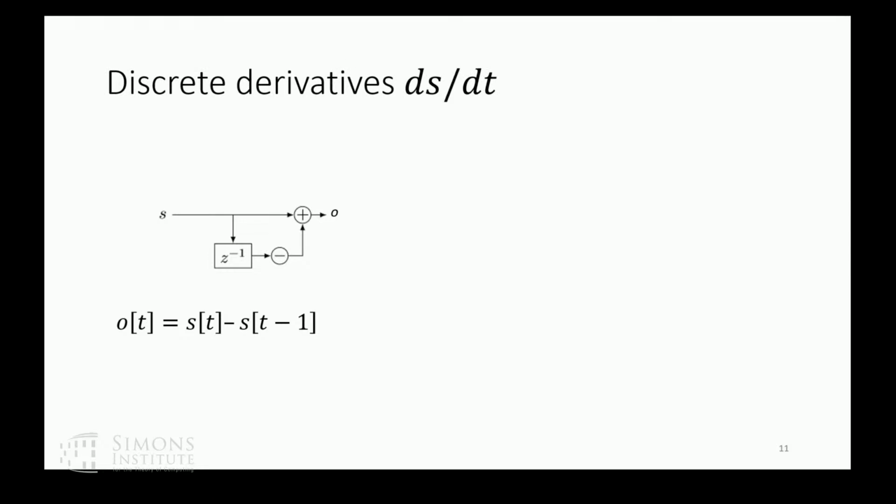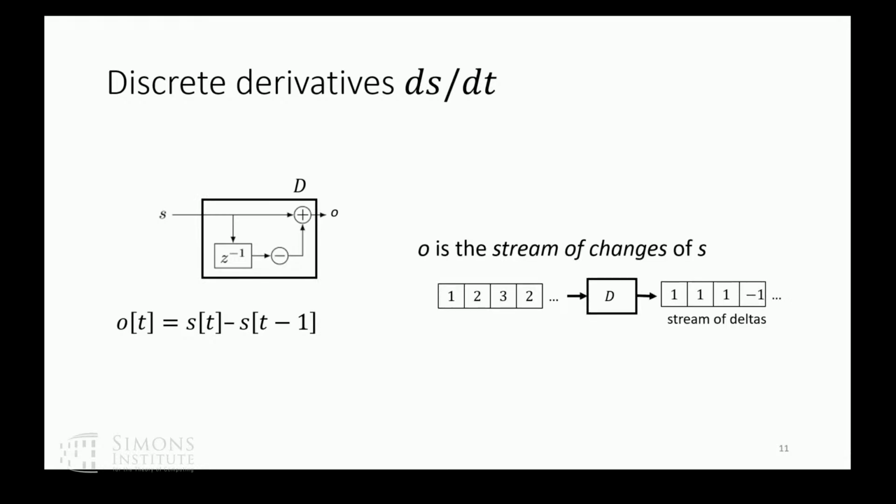If you think of your stream as a continuous function of time, this is the discrete version of the derivative. This is a very useful operator, so we'll call it D. If you have an input stream of, for example, numbers, then the output is the stream of changes to those numbers. Each value is the difference between the current input and the previous one. So this operator computes deltas from values.